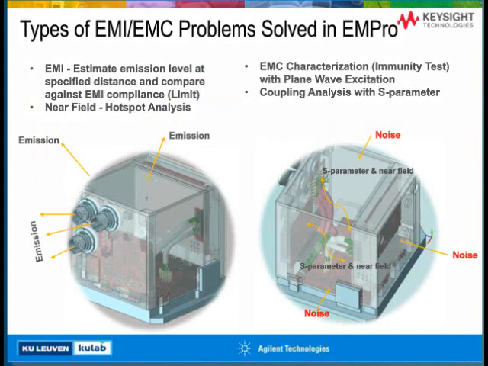When we look at what types of EMI EMC problems are solved within the tool, there are various EMI EMC problems that can be handled in the EMPro environment. First, we can estimate the emission level at a specified distance, such as 3 meters or 10 meters, and compare the results against the EMI compliances. On top of that, EMC characterization is one of them. The tool can analyze how sensitive the design is in noise environments.